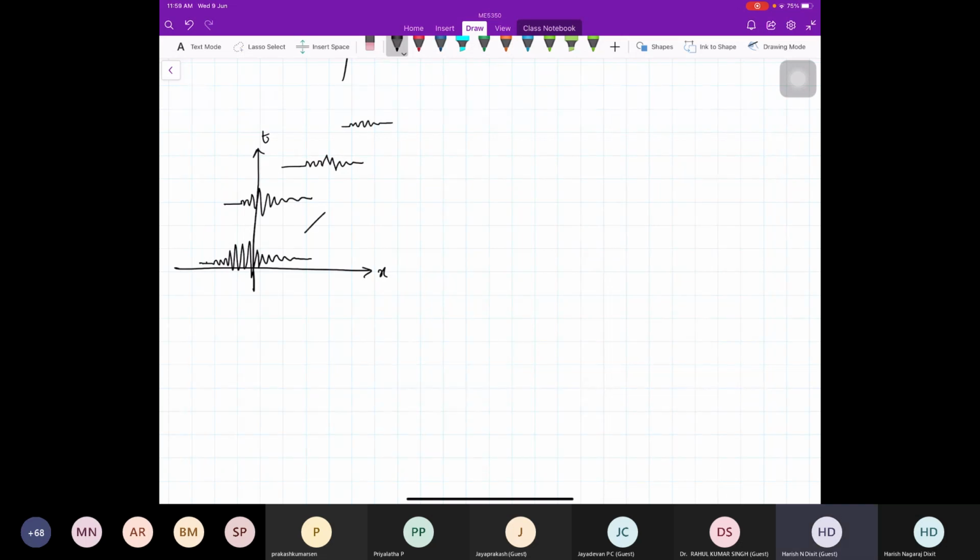This disturbance is decaying in amplitude. Okay, this is what we call a stable system. This is linearly stable.